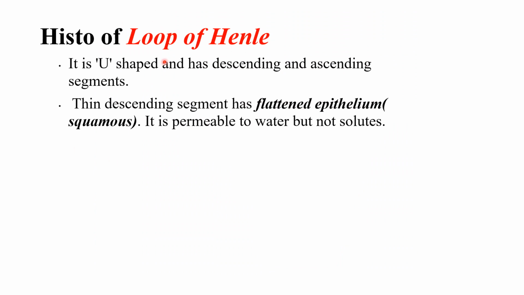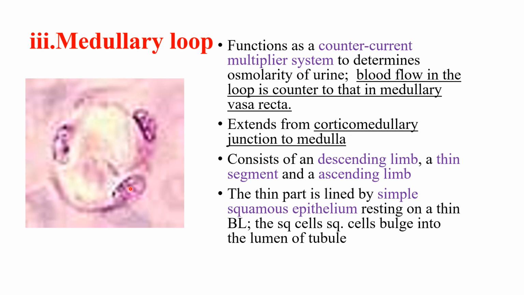Next is the loop of Henle, which is a U-shape and has descending and ascending limbs. The thin descending segment has flattened epithelium, which is usually squamous in nature. It is permeable to water but not the solutes. So you can say these are the simple squamous epithelium present in the medullary loop. These function as the countercurrent multiplier system to determine osmolarity of the urine.